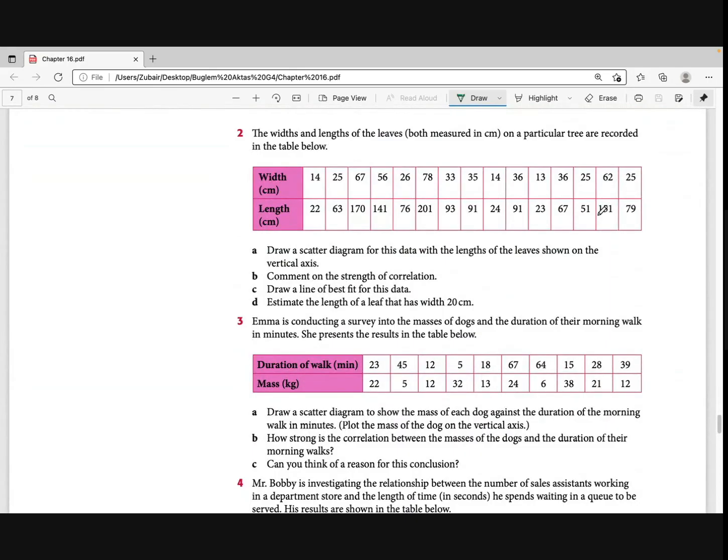Okay, questions. The width and length of the leaves, both measured in centimeters on a particular tree, are recorded in the table below.